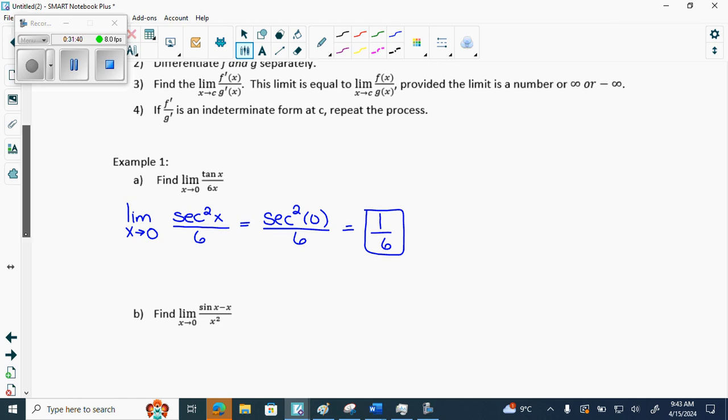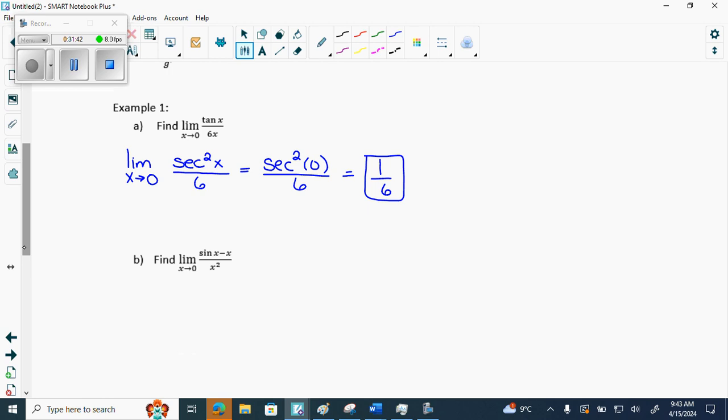All right. We're going to try this one. So when I plug 0 in, I get 0 squared on the bottom, and sine of 0 is 0, 0 minus 0 is 0, 0 over 0. It's indeterminate. I have to do L'Hopital. So I do limit as x approaches 0. What's the derivative of sine x? Cos x. And then what's the derivative of negative x? Minus 1 over 2x.